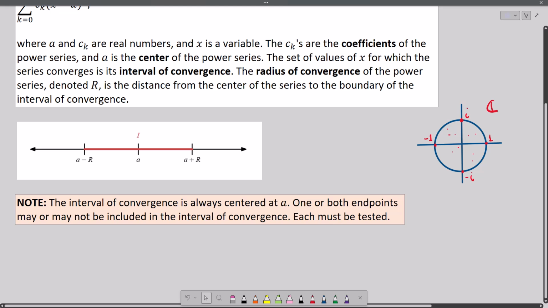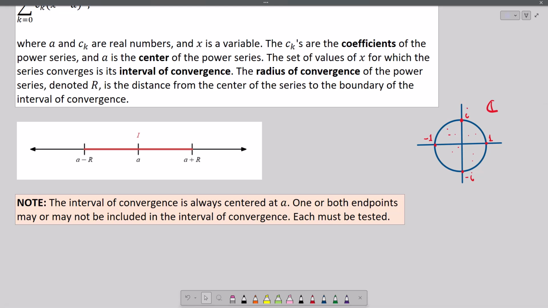Okay, now the endpoints are a little squirrely. At these endpoints, there is sometimes convergence at only one endpoint, and there is sometimes convergence at both, and sometimes convergence at neither. So those have to be tested separately. This is going to be where the bulk of our work is, dealing with these endpoints that can be squirrely.